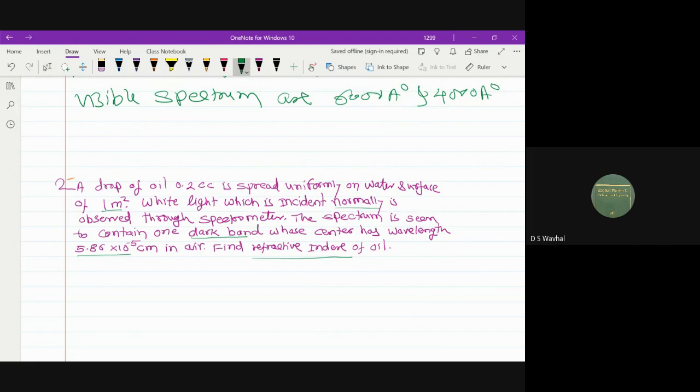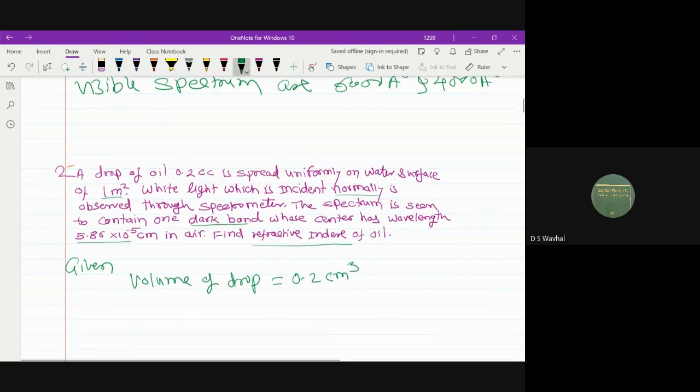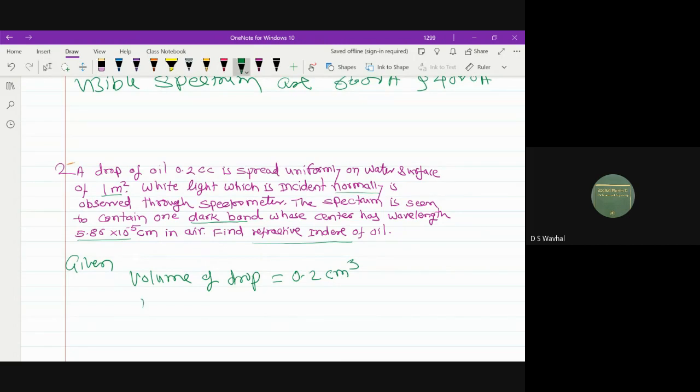So let us write first what is given while reading the sum. Given is the volume of the drop, 0.2 centimeter cube. Instead of writing cc, I am writing 0.2 centimeter cube, which spreads uniformly on an area of 1 meter square. Area is 1 meter square. 1 meter square is nothing but 100 into 100 centimeter square. We are considering only centimeter square, the CGS system.